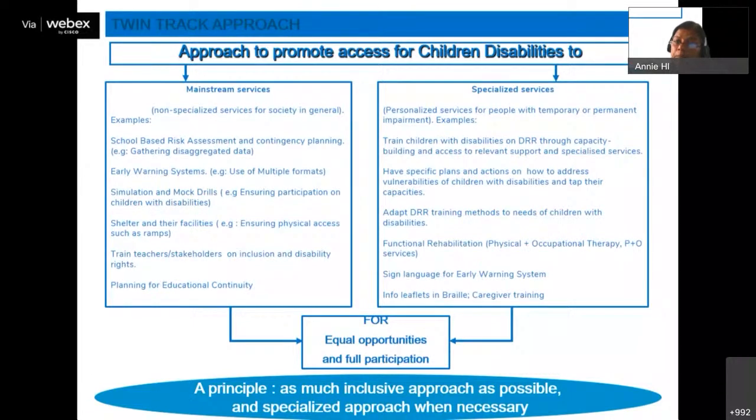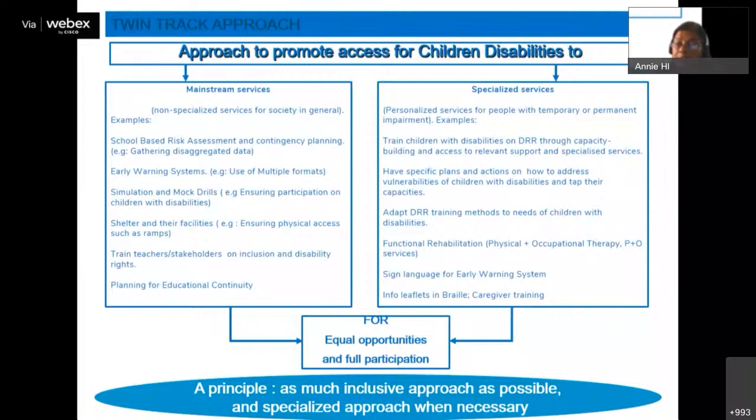Making specific plans. We usually do the plans at a district level or at the community level or at the village level. But sometimes for a person with disability, we need plans that are linked to the house. So household plans linked to the community disaster risk reduction plans.